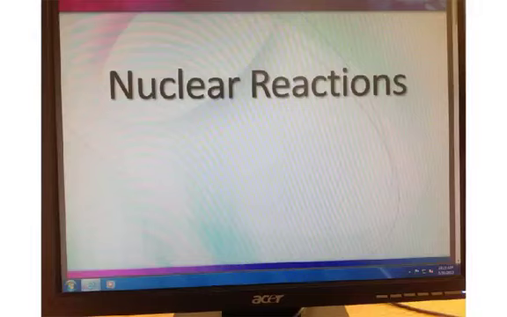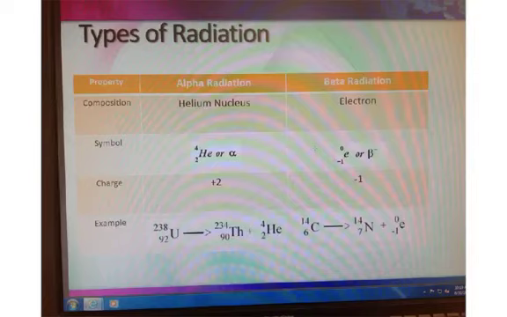Welcome, and today we are going to be learning about different nuclear reactions. Super easy, probably one of the easiest things. You'll just need a calculator and a little bit of memorization. So there are a few types of radiation that you're going to need to know.